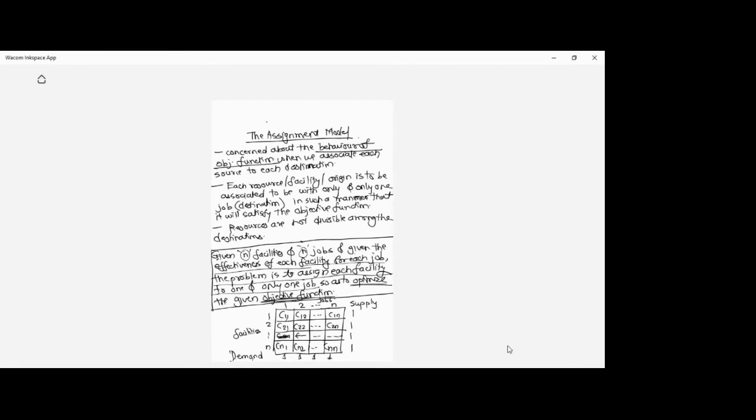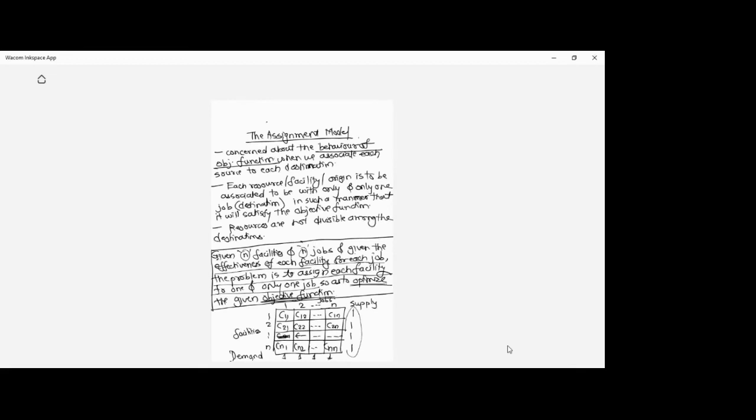So I think you understand, because we are not going to split the resources. We are just going to assign one facility to one job. So we do not need splitting of the supply and the demand. Here I'm writing my supply as 1, 1, 1, 1, and demand is given as 1, 1, 1 and 1. So you should understand this is just the representation of your assignment problem.